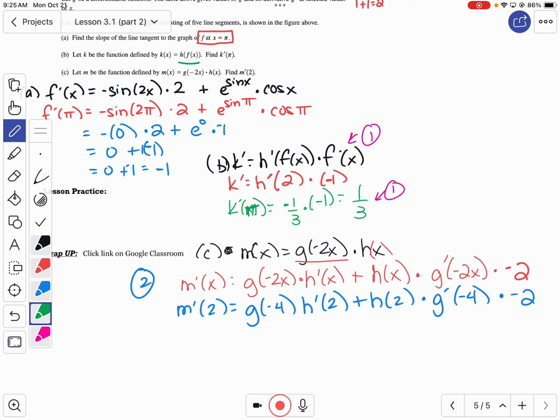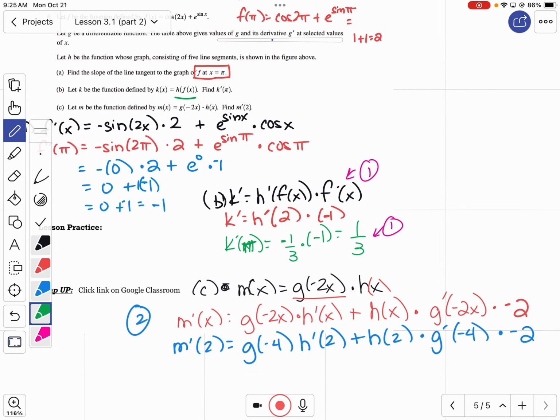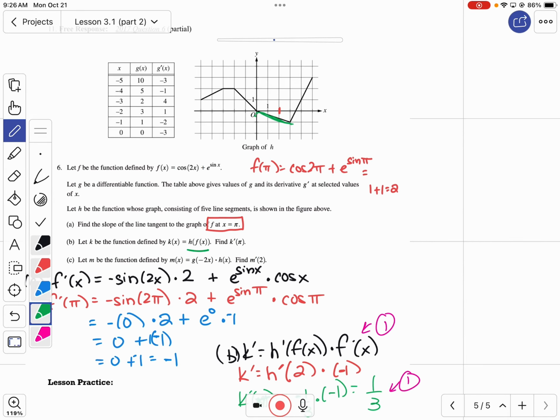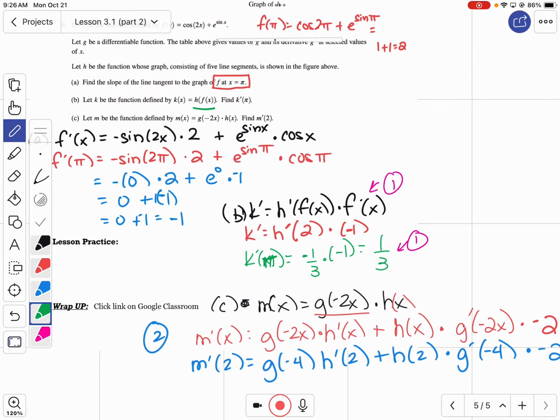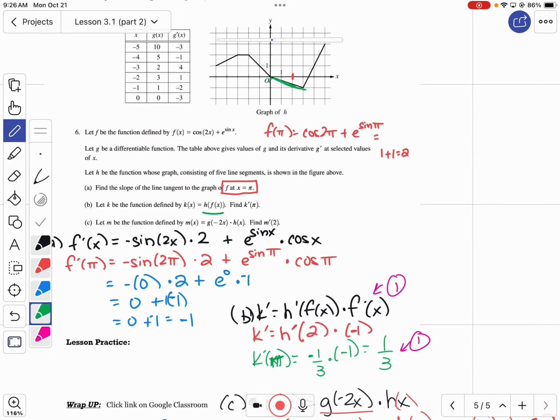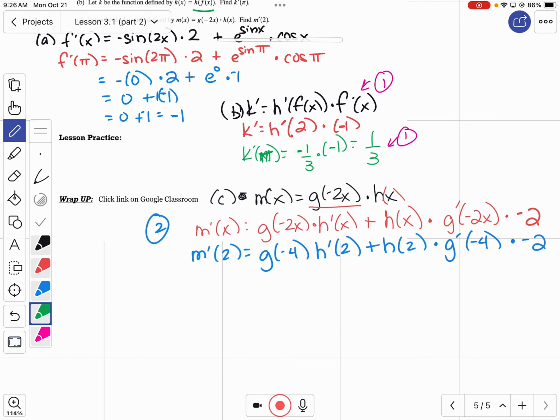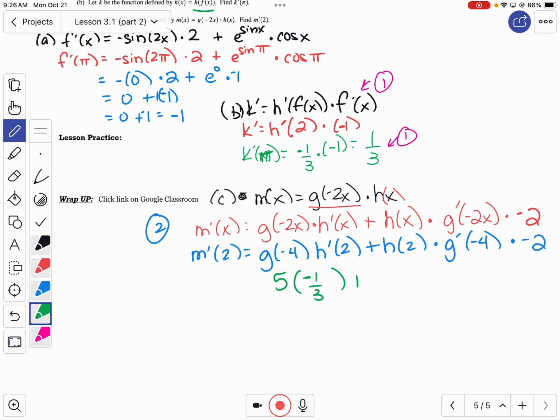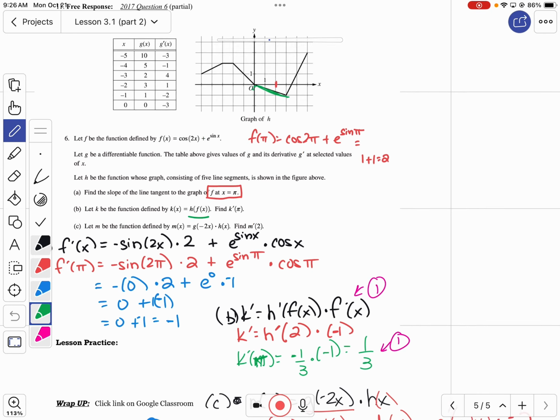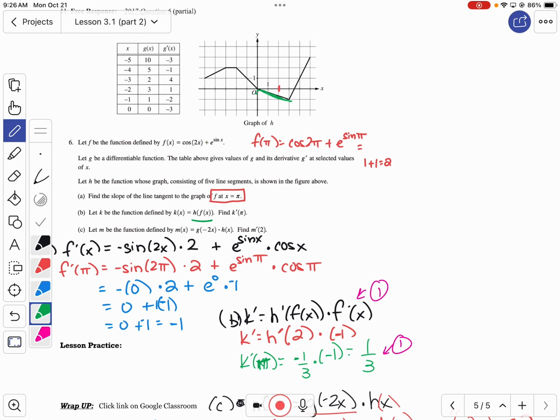G at -4 we're going to be able to get from the table. All right, so g at -4 was +5. H prime at 2, we already knew was -1/3. And then plus h at 2, that's just the value of the function at 2.